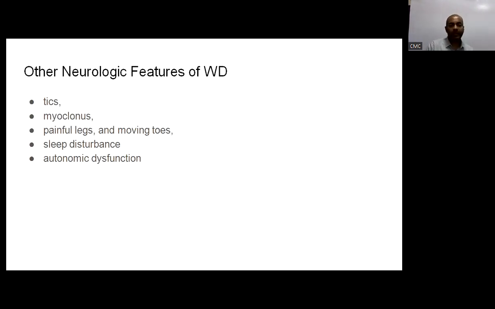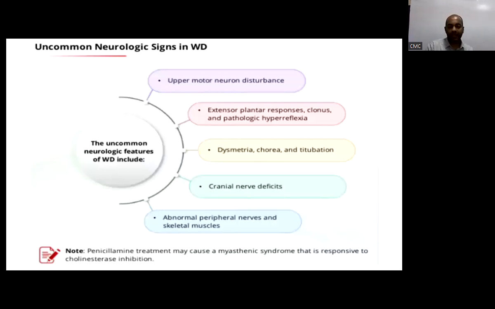Now, other neurological features can be seen: tic, myoclonus, sleep disturbance, autonomic dysfunction. Now, some signs are rare in Wilson's disease. UMN signs are rare. Extensor plantar response, rare. Dysmetria, chorea. Cranial nerve deficits are rare. Peripheral nerve, PNS involvement and skeletal muscle involvement is also rare in Wilson's disease.